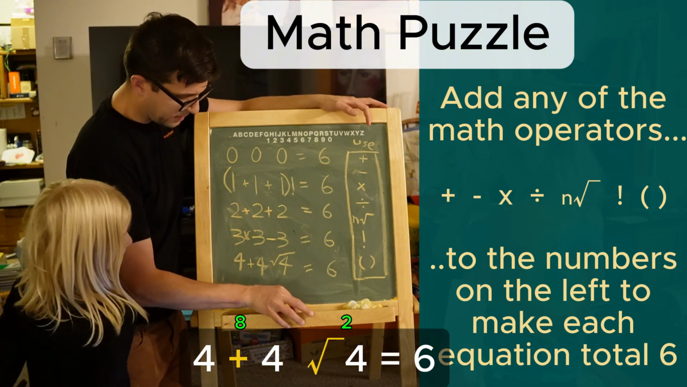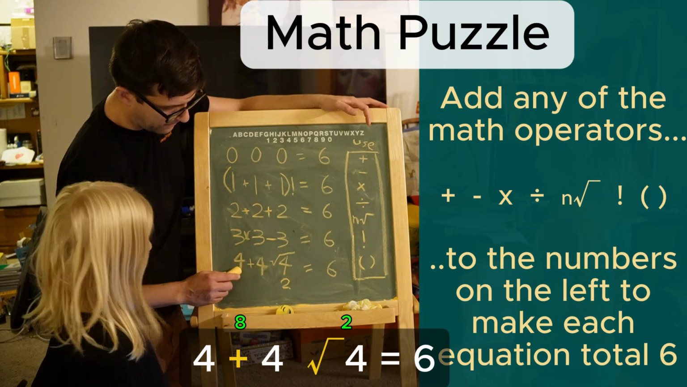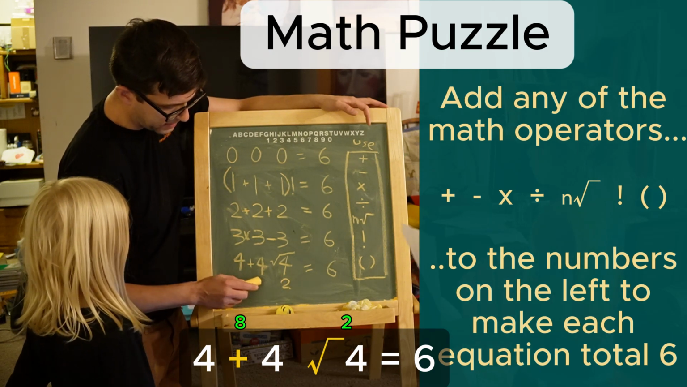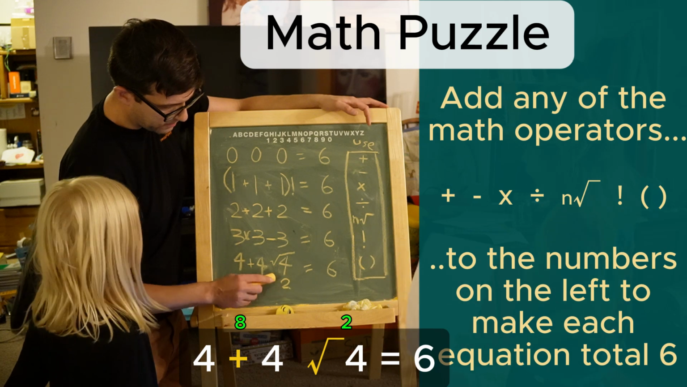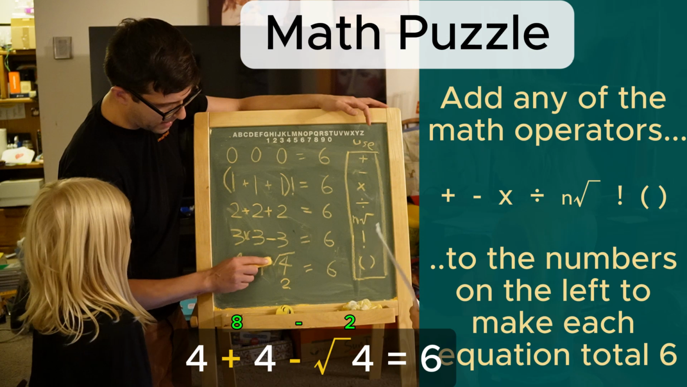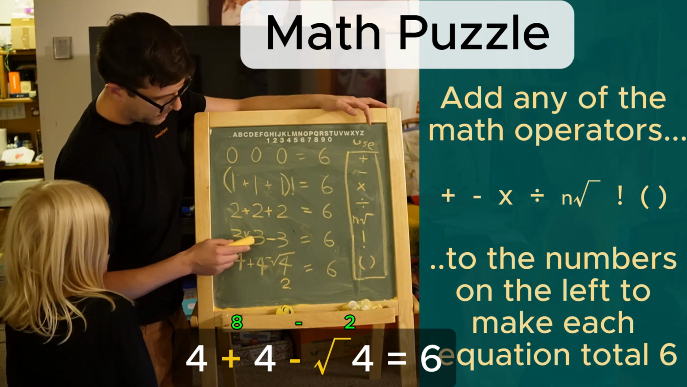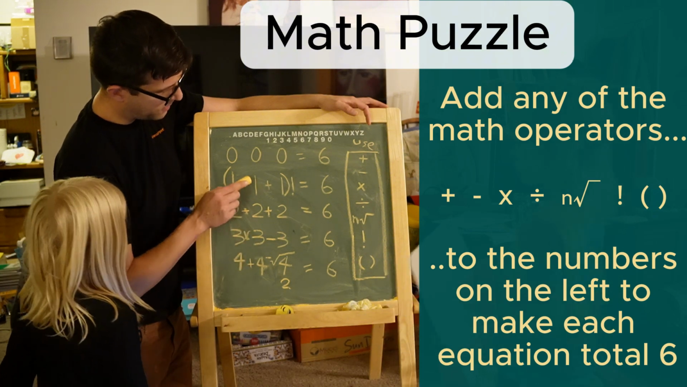So we'll just write 2 underneath here. So now we have 4 plus 4. So should we add 2? No. We minus. So minus the square root. So 4 plus 4 is 8 minus the square root of 4, which is 2, equals 6. So we've solved that one, that one, that one, that one, and now we have one more.